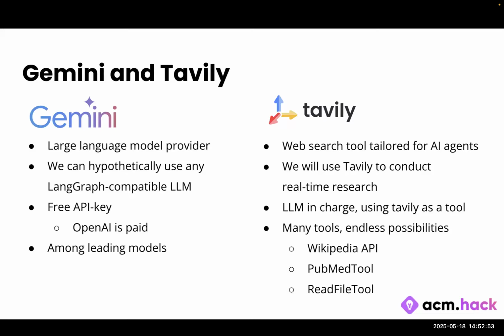We're also going to be using Pabbly, which is a web search tool for AI agents. So the way we will use the Pabbly tool is to have it conduct web research for us in real time. And then this information will be fed back to the other agent. It's important to note that Pabbly is just a tool, it's not an LLM. So for the agent using Pabbly, we'll still have an LLM in charge that will then use Pabbly as a tool.